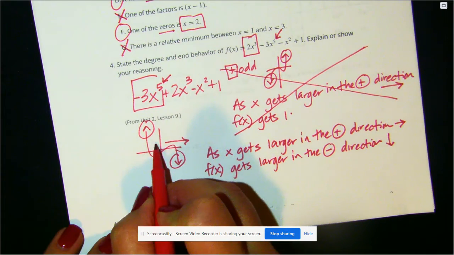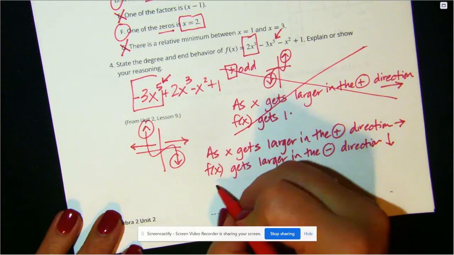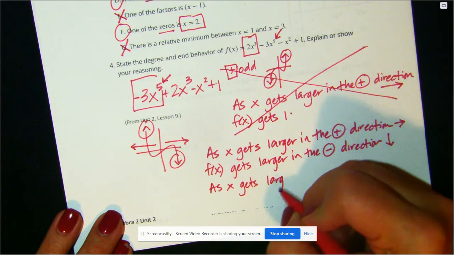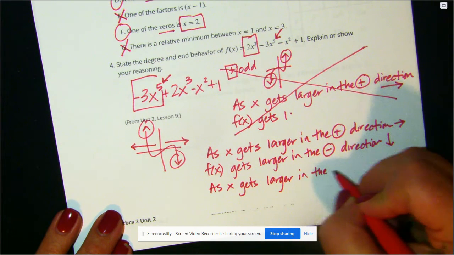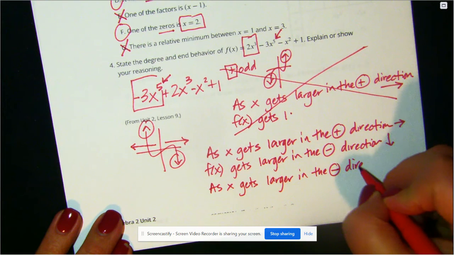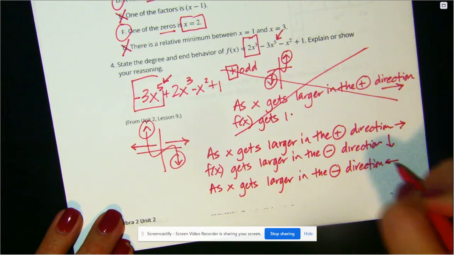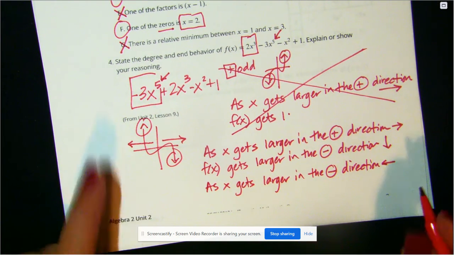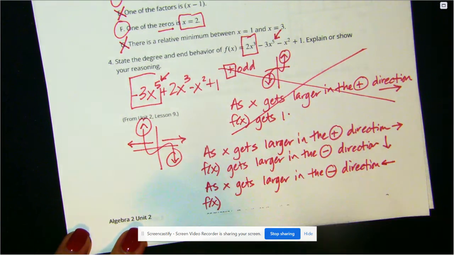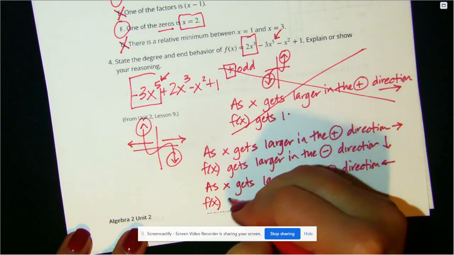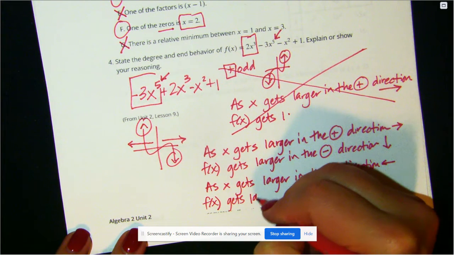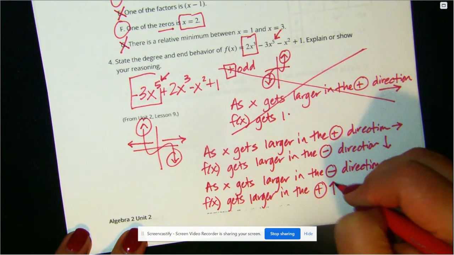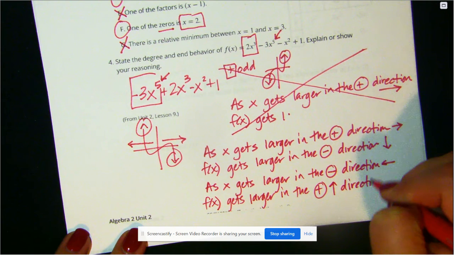Turn around. As I get bigger in the negative direction with x, as x gets larger in the negative direction, what's happening over here? The graph is getting bigger in the positive. F of x, which just means the outputs, gets larger in the positive direction.